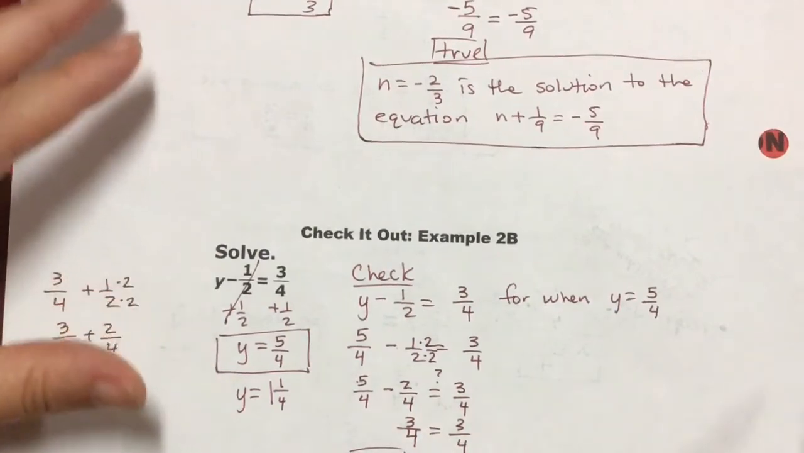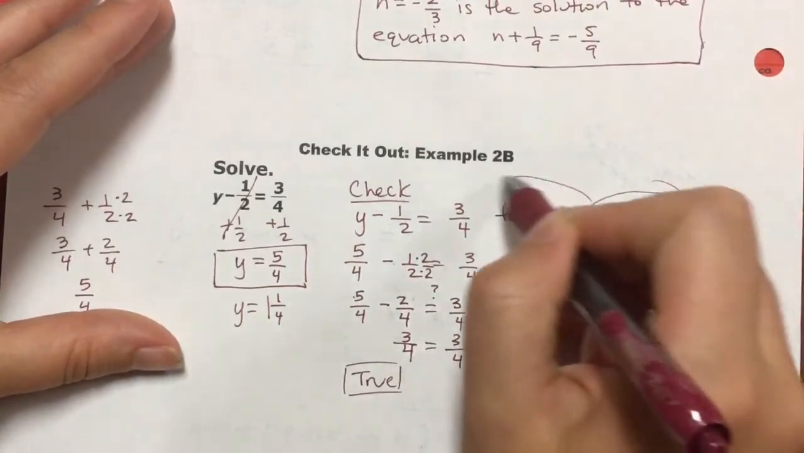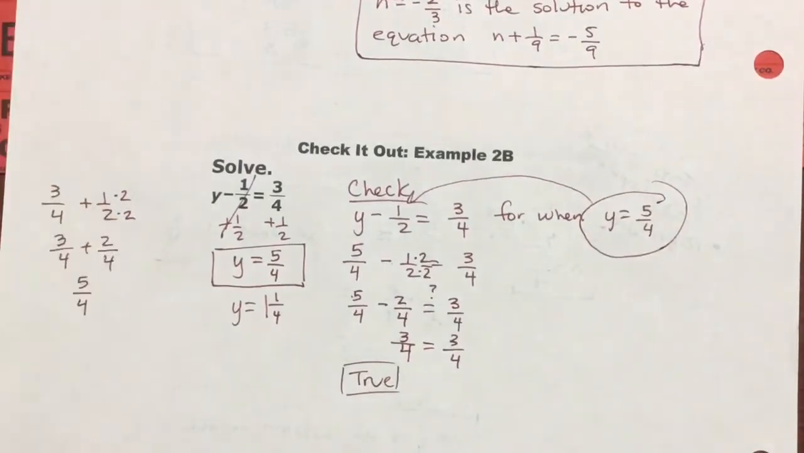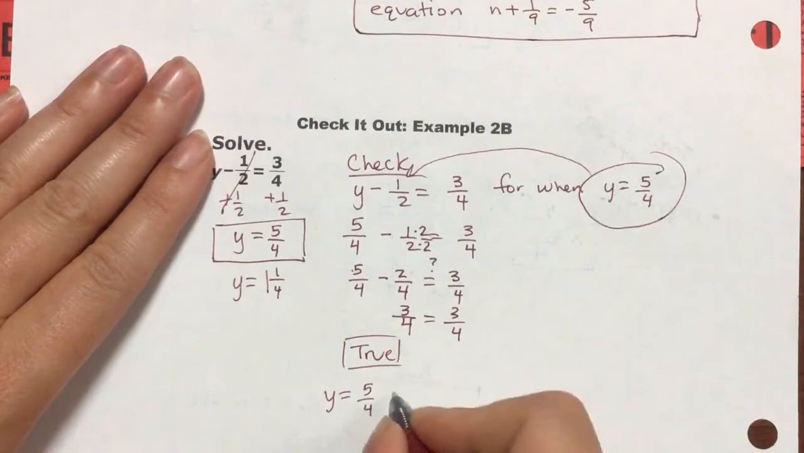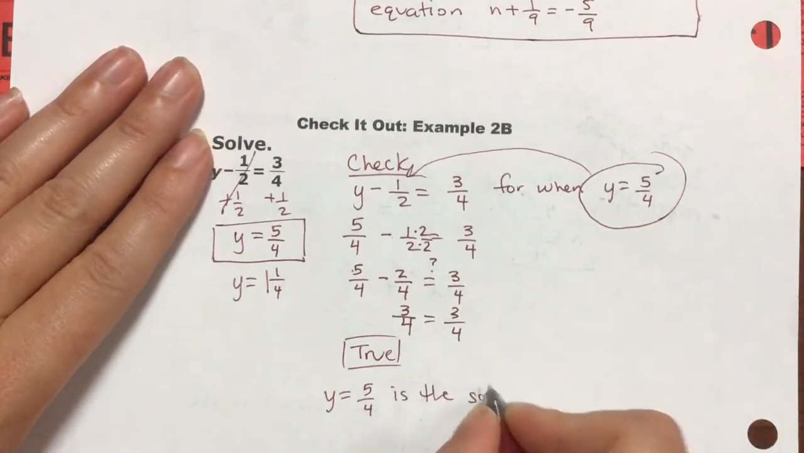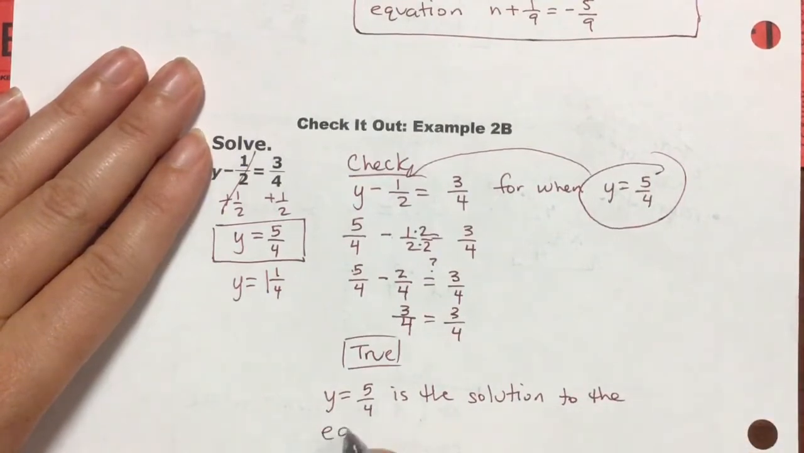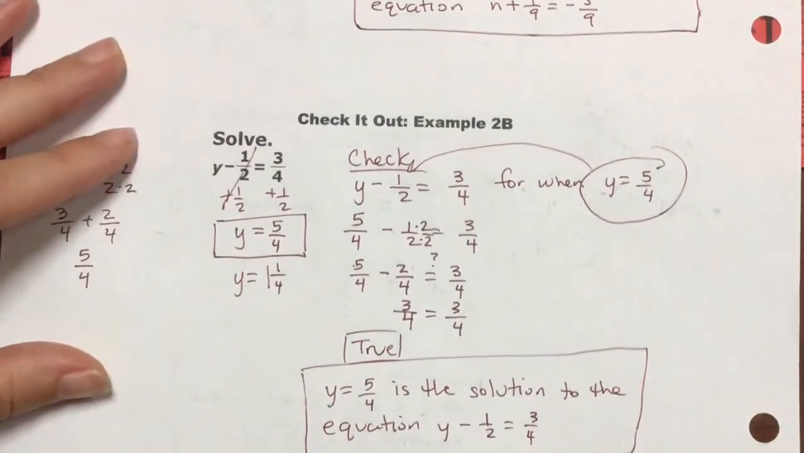What does that mean? That means, oh, you couldn't see it. There you go. That means that y equals 5/4 is the solution to the original equation, because that's what we stuck in for y, and that's where we got the true statement. Okay, so let's write it. y equals 5/4 is the solution to the equation y minus 1/2 equals 3/4. And there you go.